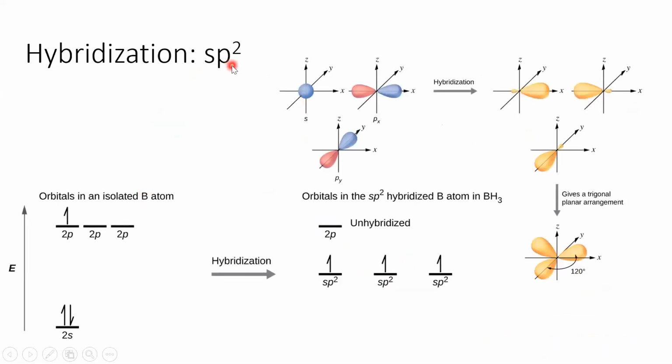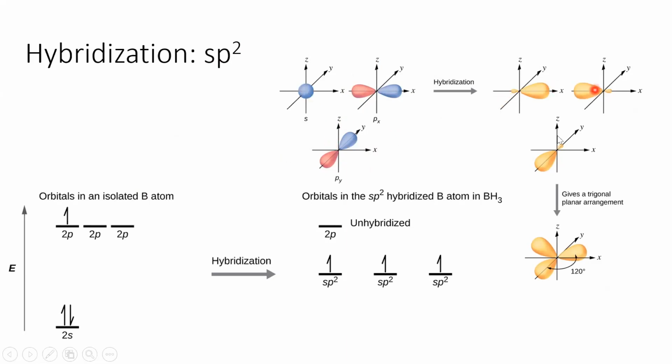Now, if we were to look at sp2 hybridization, it has 1 s orbital and 2 p orbitals that meld together. So we've got our 1 s orbital and our 2 p orbitals. There's a total of 1, 2, 3 orbitals to begin with. And what these orbitals do is they meld together and become somewhere in between an s and a p orbital. And we end up with 3 sp2 hybridized orbitals. We had 3 orbitals to begin with.